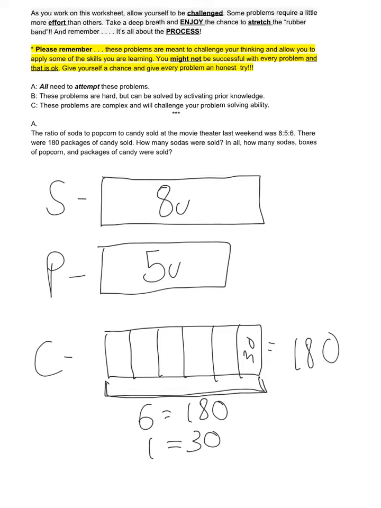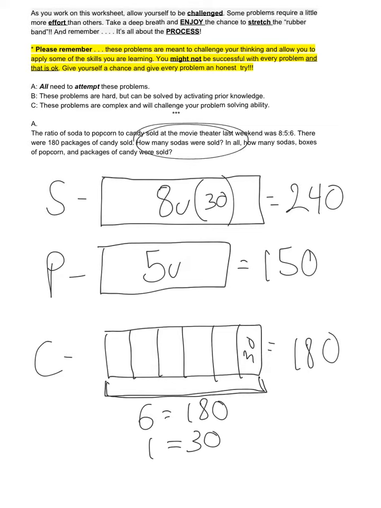So now I can take that information and apply it to my other units. Each of the units here is worth 30. So I have 5 units where each is worth 30. That's a total of 150. Up here I have 8 units where each unit is worth 30. So 8 units times 30 is going to give us 240. So now we've actually solved the first part of the problem. How many sodas were sold? We can see there were 240 sodas sold.